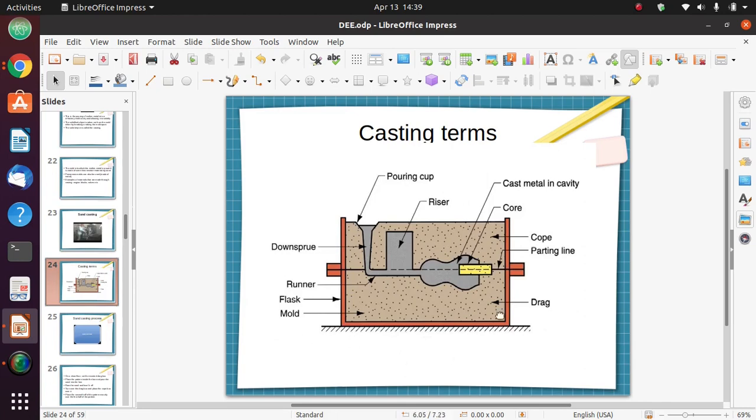This diagram represents sand casting. We have a box, a top box, which is known as cope. We have a bottom one, which is known as drag. This pattern which we want to form is here.